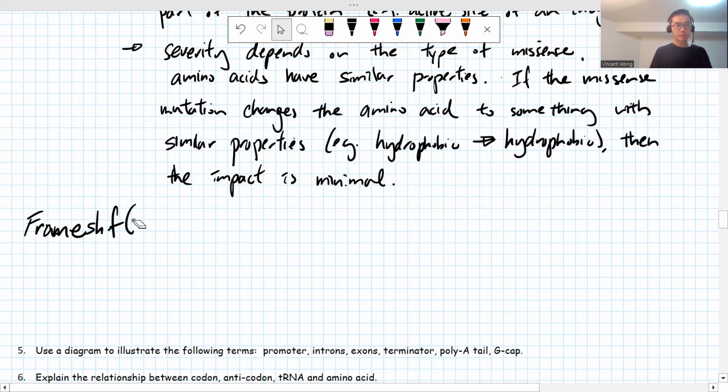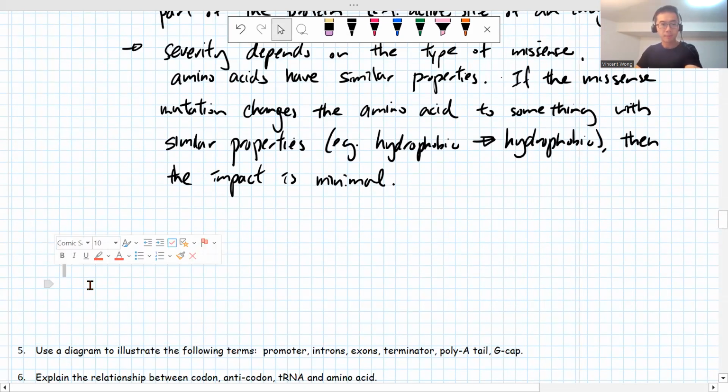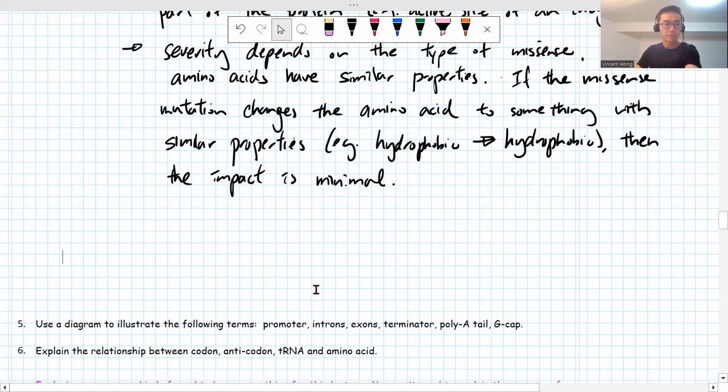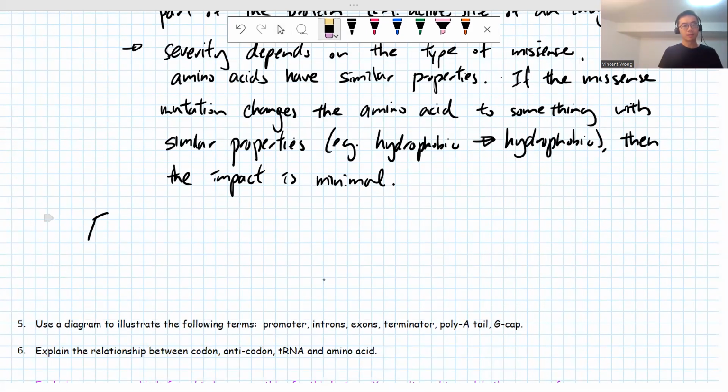Frame shift. Okay, something is wrong with the program. Give me a second. Let me see if I can fix this thing. What is this thing doing here? Okay, let's try again. Frame shift.